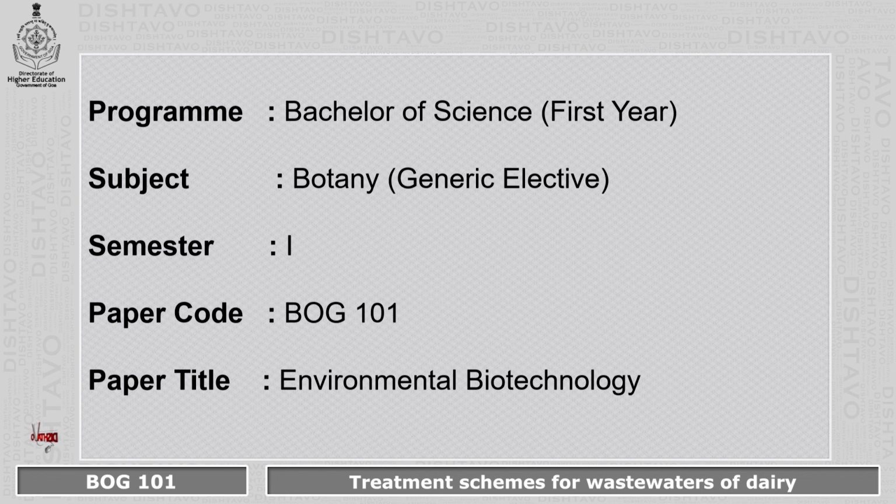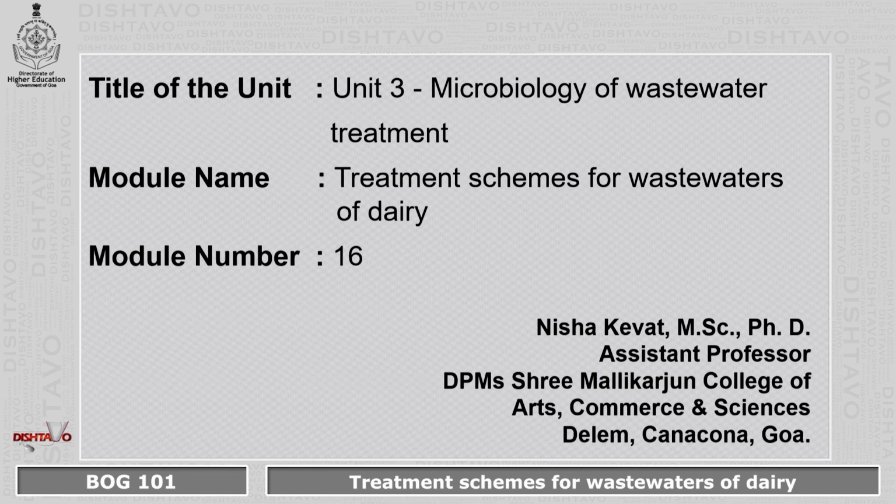Today's program is for Bachelor of Sciences, that is first year BSc. Subject is botany, that is generic elective. Semester 1. Paper code is BOG 101. Paper title is Environmental Biotechnology. Title of the unit is from Unit 3, that is Microbiology of Wastewater Treatment. Module name is Treatment Schemes for Wastewater of Dairy. Module number is 16.